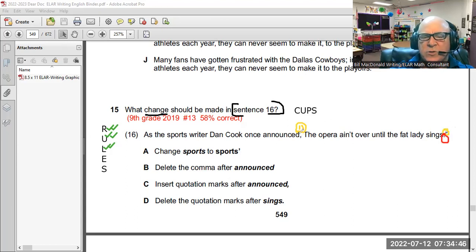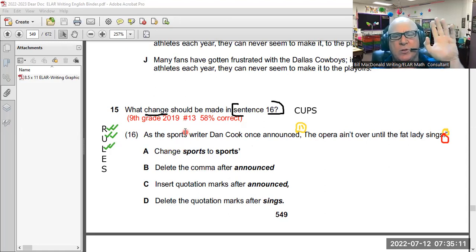All right. So what we're looking for is the one that has the quotation mark to start the dialogue statement. So let's practice the other strategies anyway. Letter A says change sports. Look at my fingers. That's plural, sports, plural possessive.